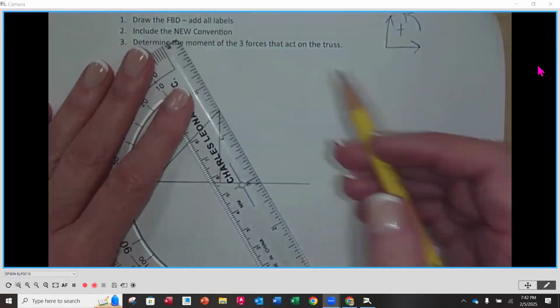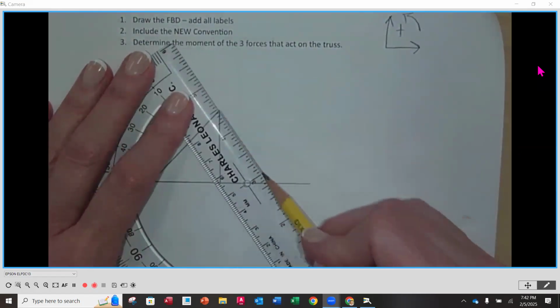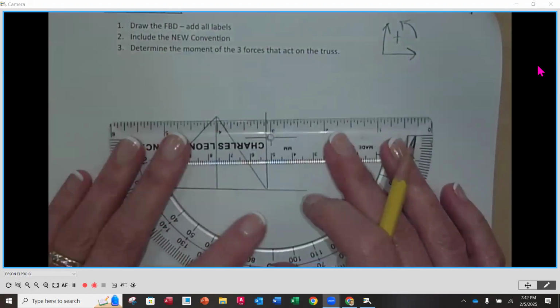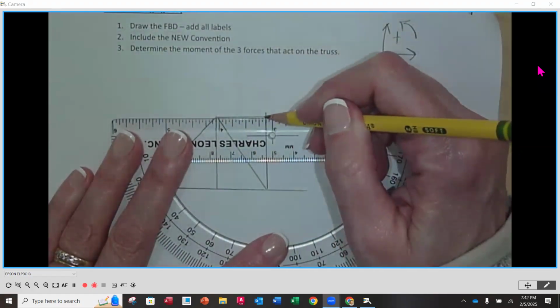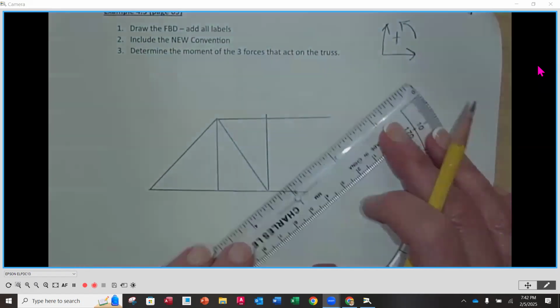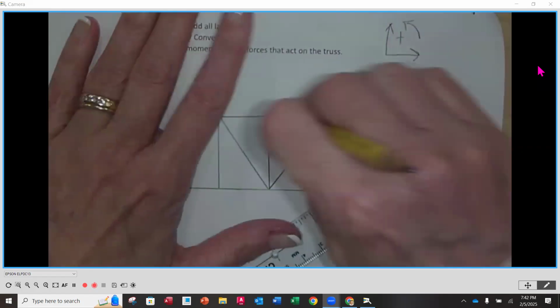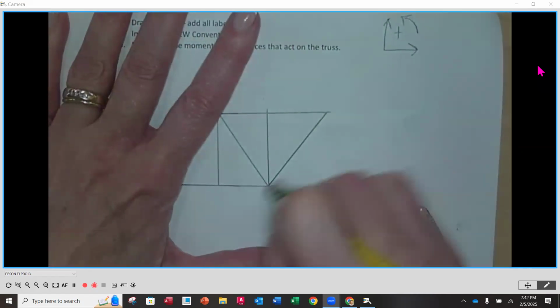Now, you don't have to use straight edges. I end up using them just because, but if you feel like it helps, I will say that. Sometimes trying to freehand some of these is a little crazy.